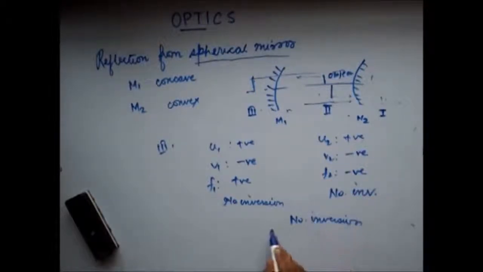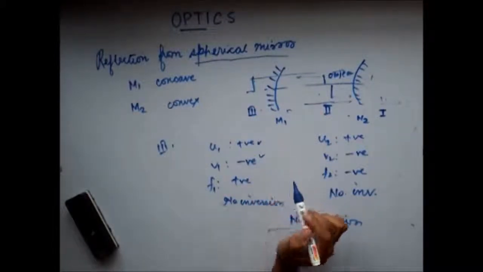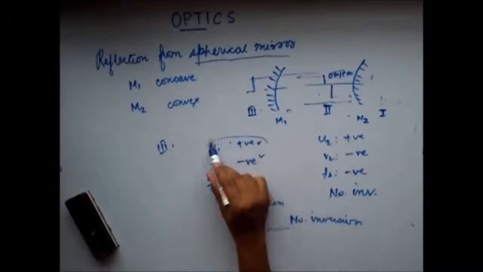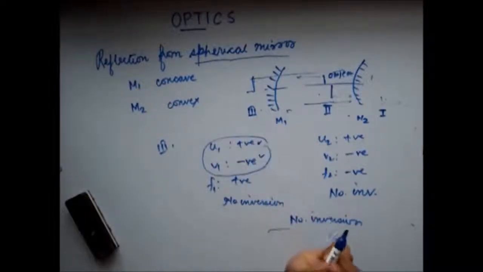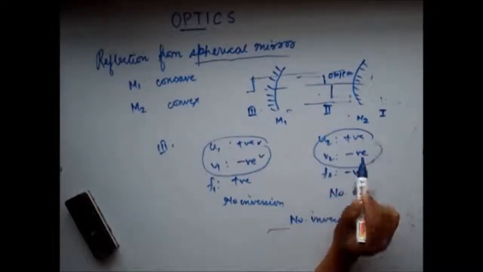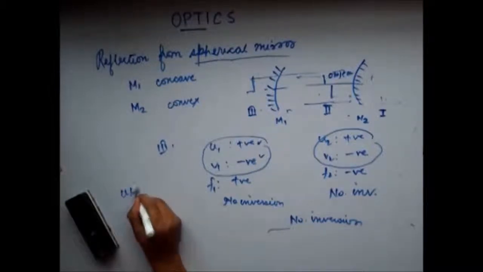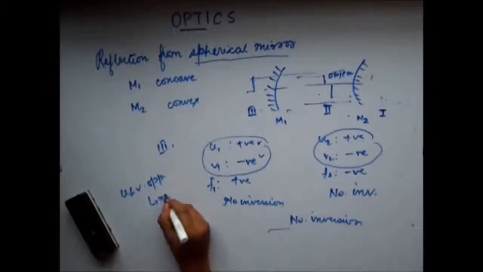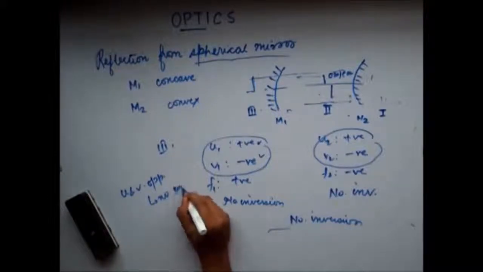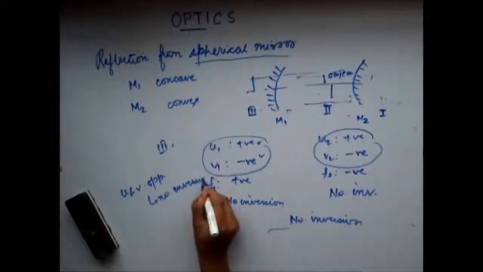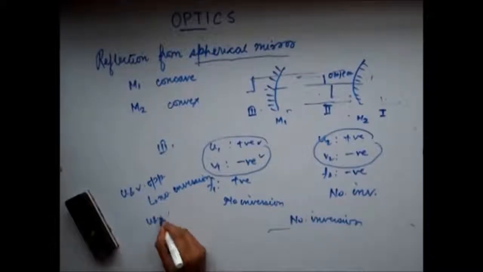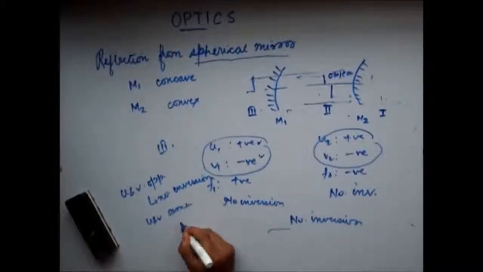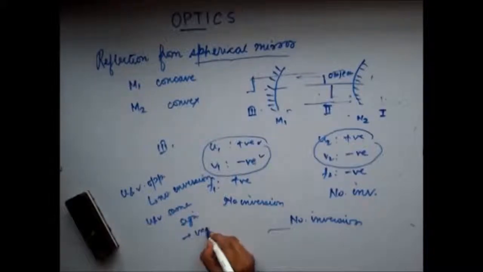So you see, as a rule of thumb, what you should remember is, when U and V are of opposite sign, there is no inversion taking place, as in this case. So U and V opposite sign, no inversion. This is a general fact. U and V same sign, inversion takes place.